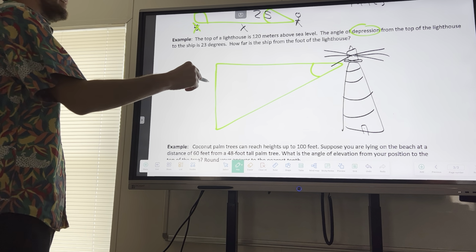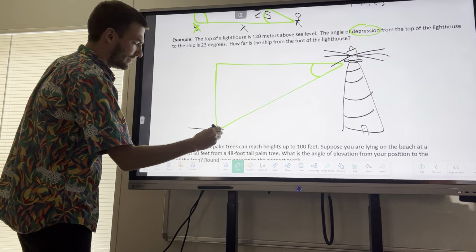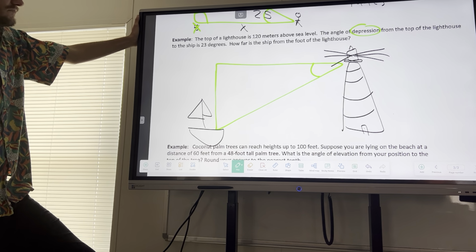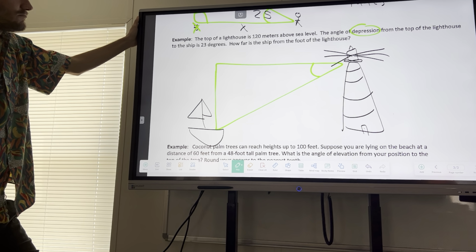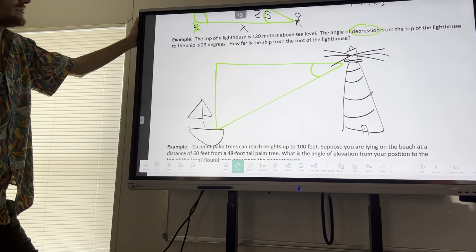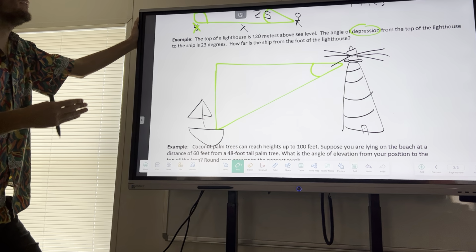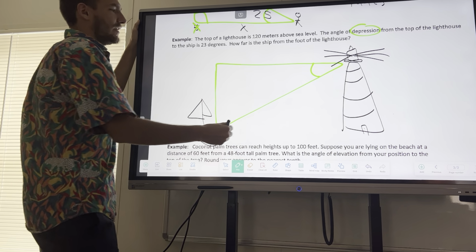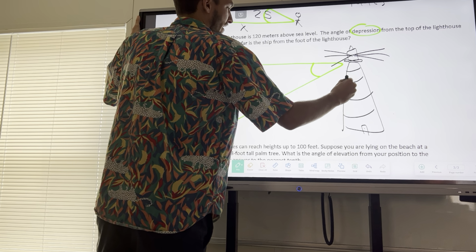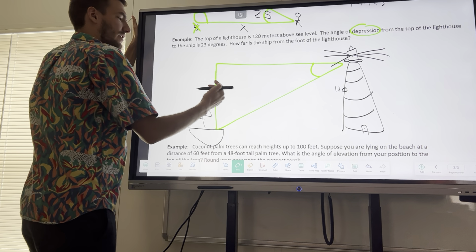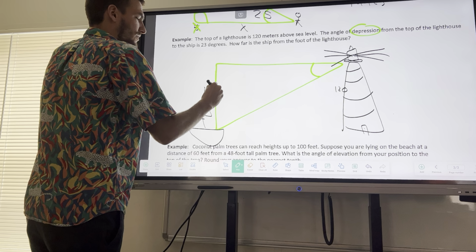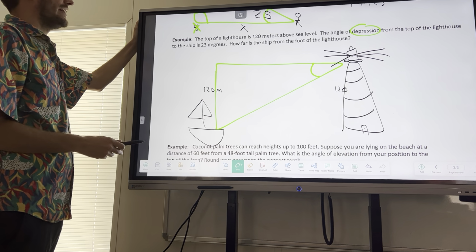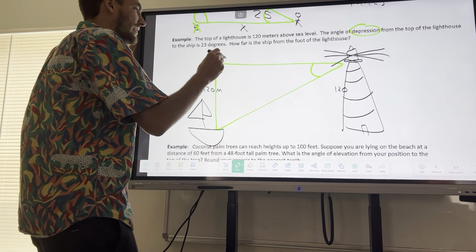From the top of the lighthouse, we're looking down here at the boat, and you guys have already seen, I'm a bit of a master of drawing boats. I think our picture looks pretty good here. The top of the lighthouse is 120 meters above sea level. So that means that this is 120, but it also means across the triangle that this should also be 120. We're talking meters in this question, I guess. The angle of depression is 23.